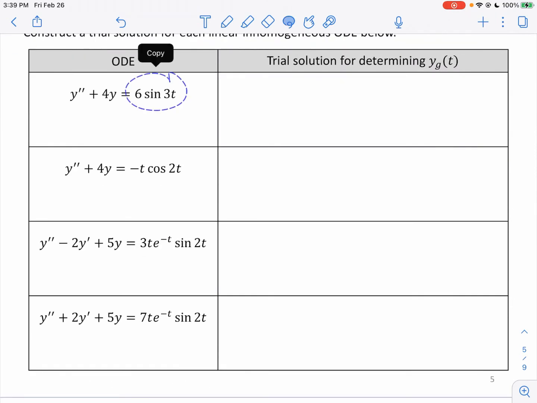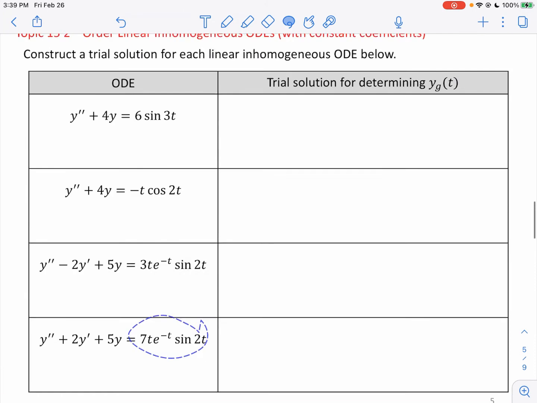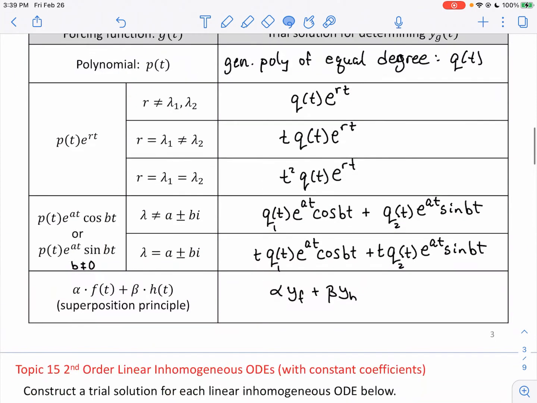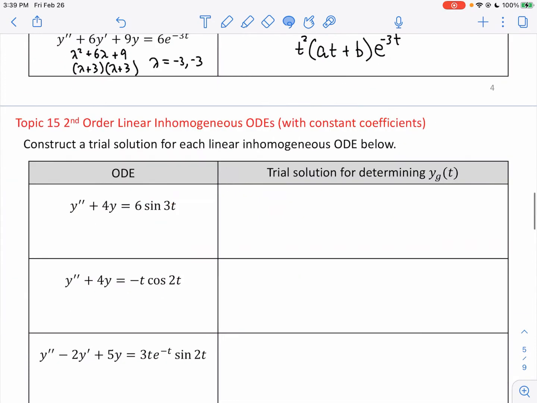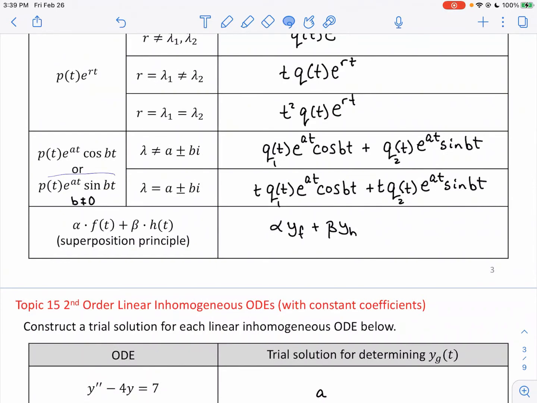Now I have sines and cosines involved. All of these have sines and cosines, which put us into this part, potentially, of our table. Now, if there's no exponential involved, it just means a is 0. It means that these parts here would also be gone. So we just have to match our forcing function. Our forcing function is 6 sine 3t. That matches this one right here, where the 6 is the 0-degree polynomial in front. The a is 0, so that's just not visible. And then we have the sine of 3t.